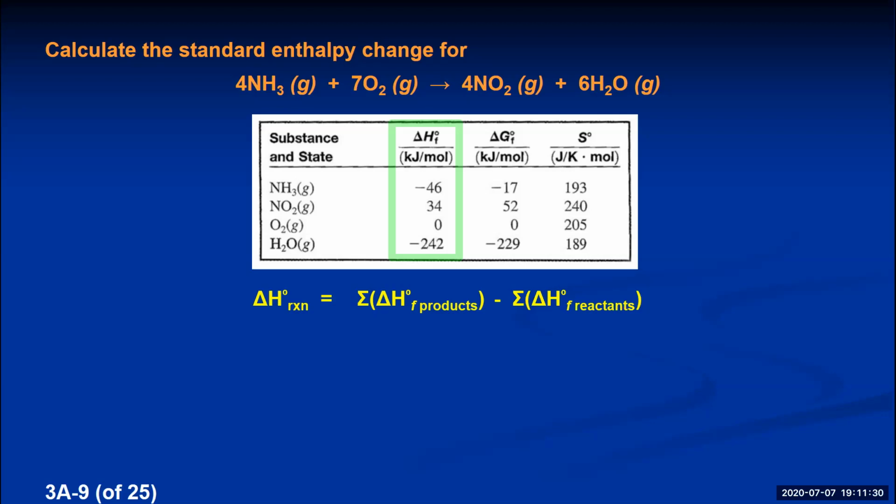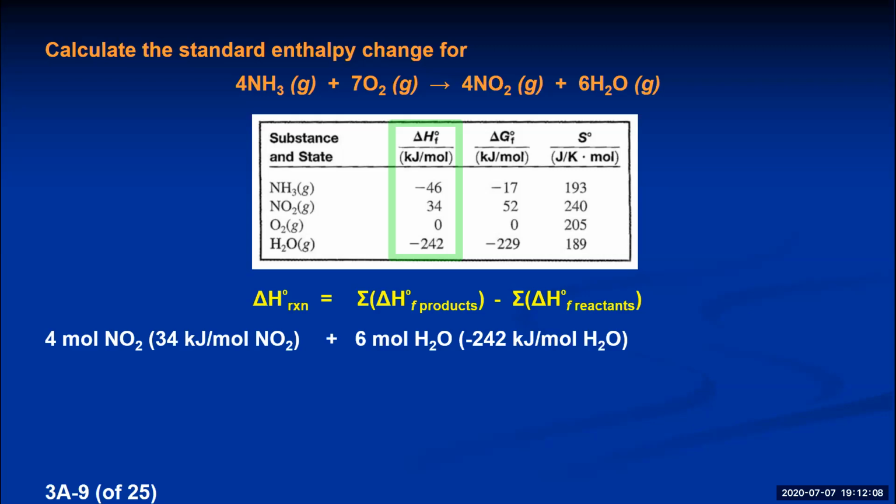We start with the products. So the first product is NO2. Now the balanced equation says there's 4 moles of NO2. So I'm going to go 4 moles and I'm going to multiply by the standard heat of formation, or called the standard enthalpy of formation, interchangeable terms. 4 moles multiplied by the standard enthalpy of formation of NO2, which is 34 kilojoules per mole. So in terms of units, you're going 4 moles of NO2 multiplied by 34 kilojoules per mole of NO2. There's one more product. So you're going to add 6 moles of water multiplied by negative 242 kilojoules per mole of water. So we add the standard heat of formations from all the products.